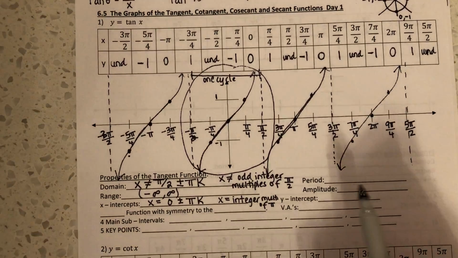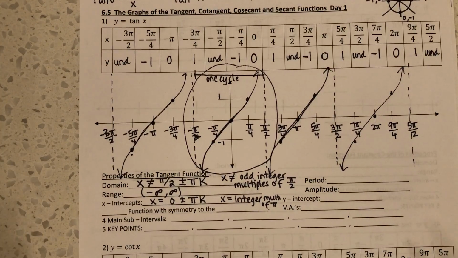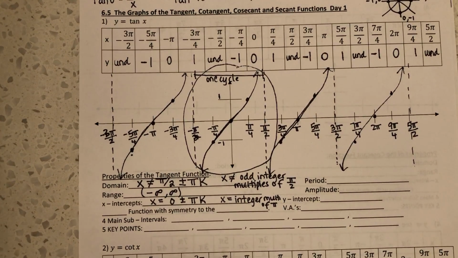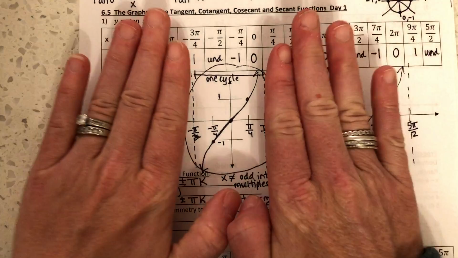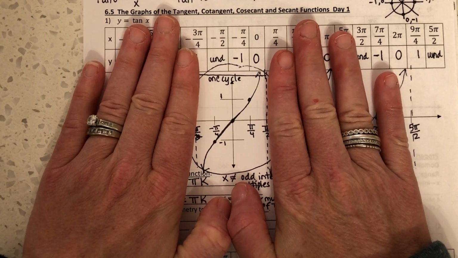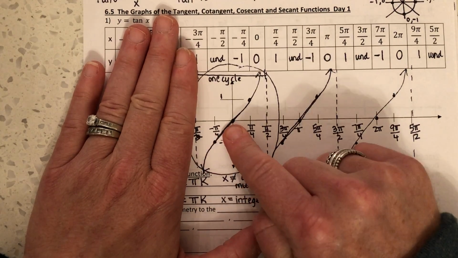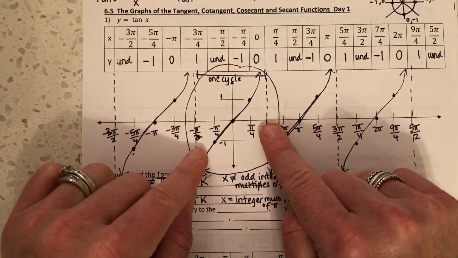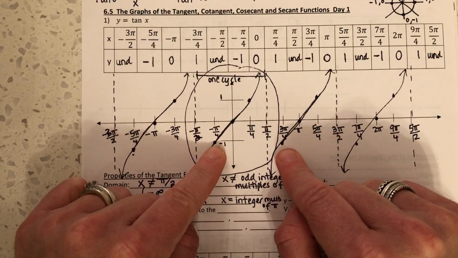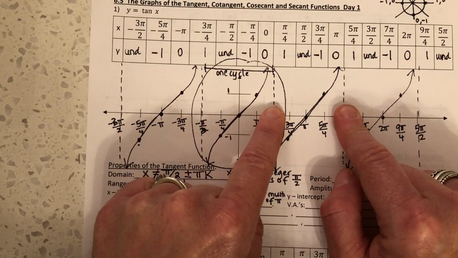All right, well, what is his period? How many inputs do you have to go until the graph starts to repeat itself? Well, we already have talked about his period and the fact that it's not 2 pi radians, it's quicker. So if you look at your first cycle, these are the outputs that come out. Undefined came out, then -1, then 0, and then 1, and now you're back to an undefined.